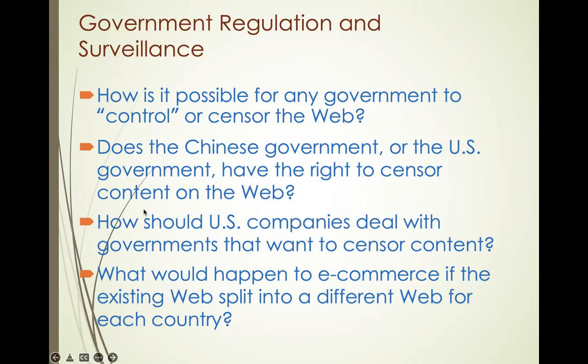The next one: does the Chinese government or the US government have the right to censor content of the web? It depends. In China, yes, they have the right to censor. But anyway, citizens try to avoid it, or find an indirect way to avoid the checking or censoring. For the US government, they try to censor some parts of the web, even though they try to launch federal law. But in terms of some state laws, they say that people have the freedom to see the content on the web, and the government does not have the right to censor it. So as time goes by, the regulation and surveillance policy of each country can vary.